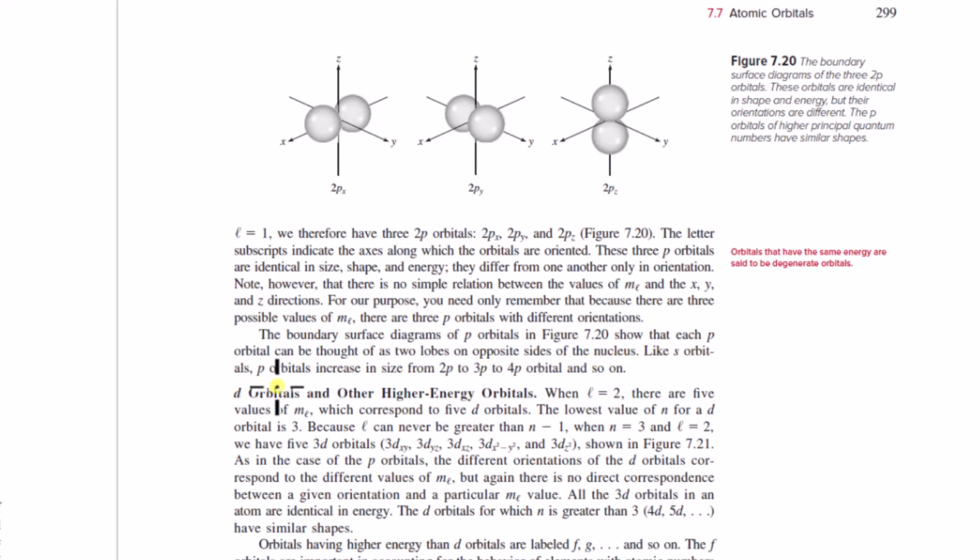Like s orbitals, p orbitals increase in size from 2p to 3p to 4p orbital and so on. The principal quantum number is directly related to the average distance from the nucleus. The higher the principal quantum number, the larger that 90% boundary surface is going to be. But it's not necessarily the case that the larger the n, the larger the energy is going to be. In the next section, we'll get more specifics on that. For the hydrogen atom, that is the case. The larger the n, the higher the energy of the orbital.